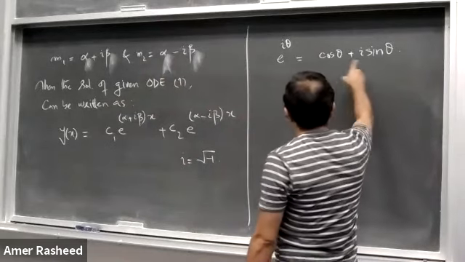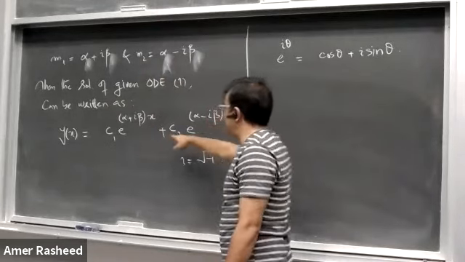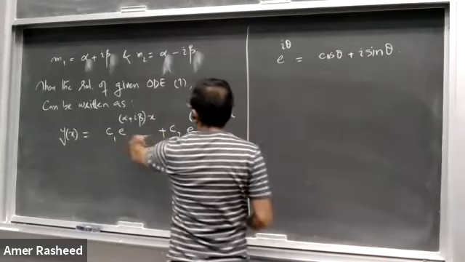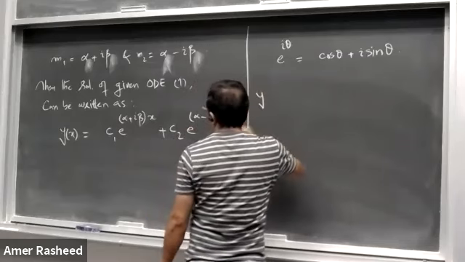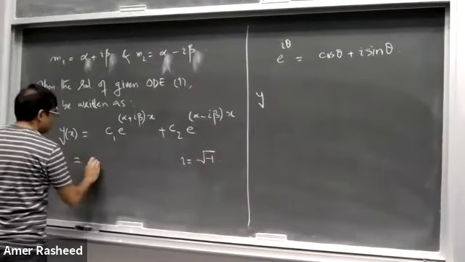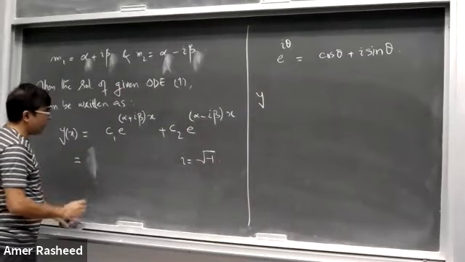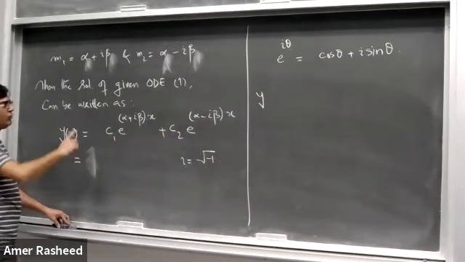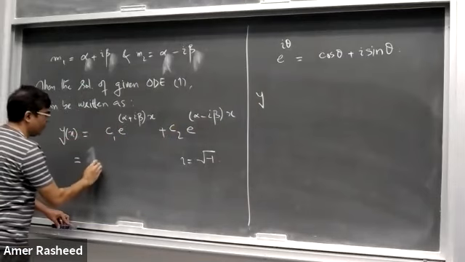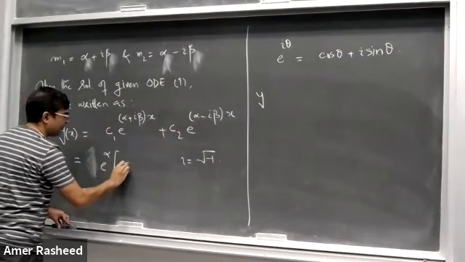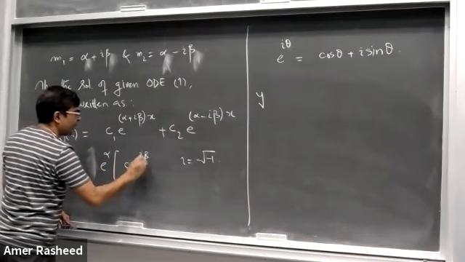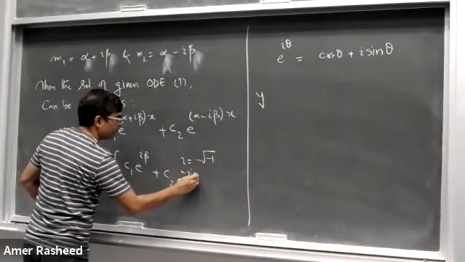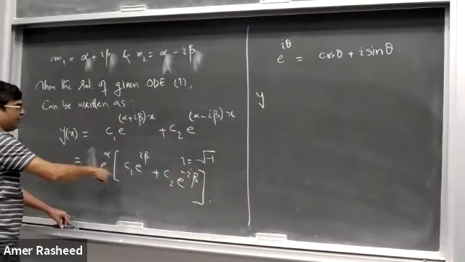Now, using this identity, we can simplify this solution. How can we simplify it? Here we have y of x. You can write e to the power alpha x is common in these two terms, so we can take it common. We can write e to the power alpha x times C1 e to the power iota beta x plus C2 e to the power negative iota beta x. So this solution can be written in this form.